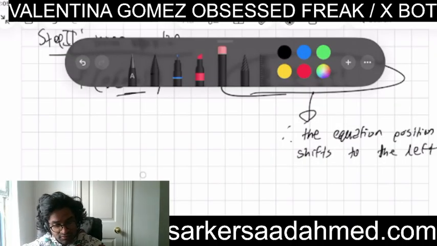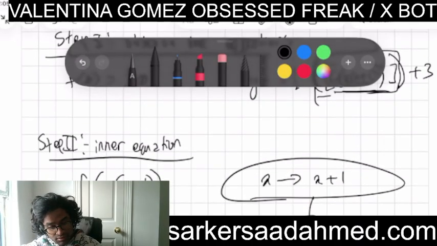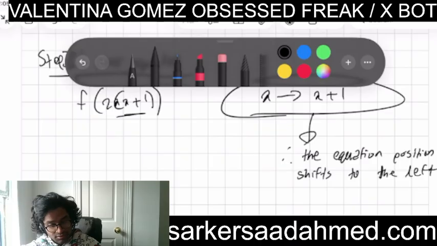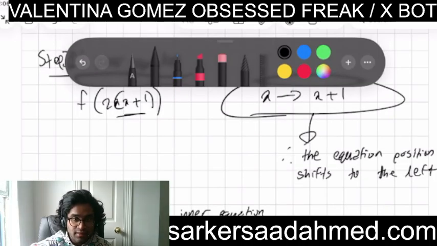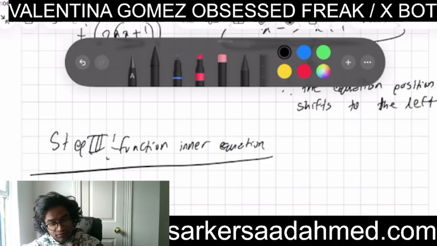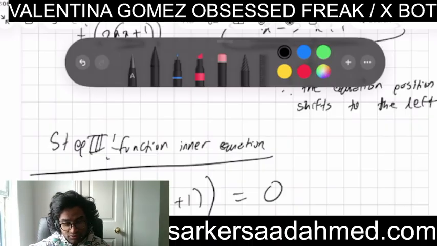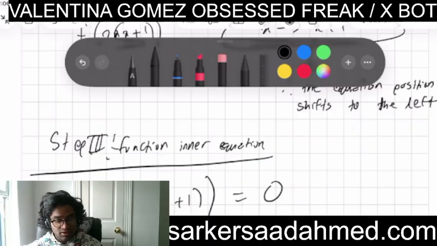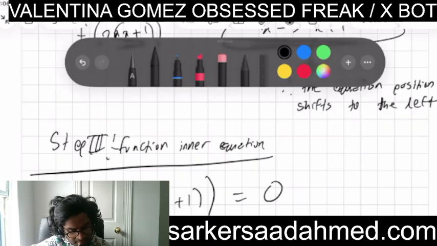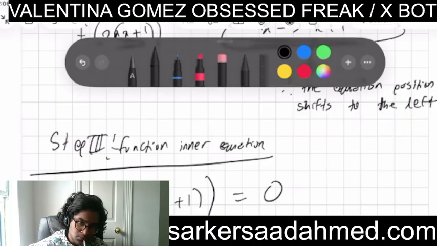Wait, my bad. Function inner equation. We're going to call it function inner equation. So f of 2x plus 1 is equal to 0. Then 2x plus 1 is equal to 0. And if x plus 1 is equal to 0 by 2, wait.